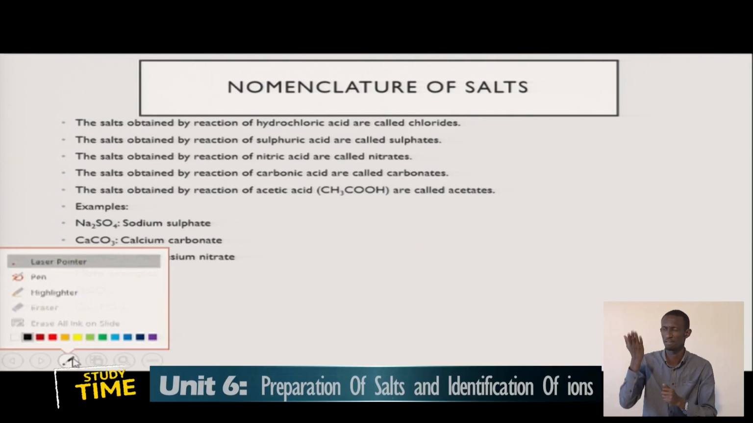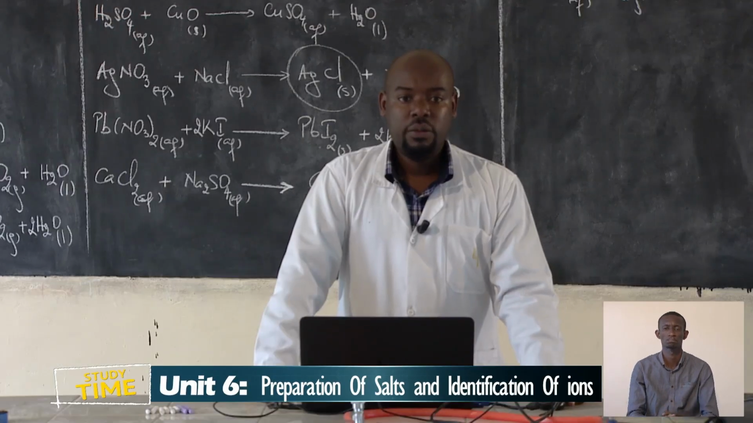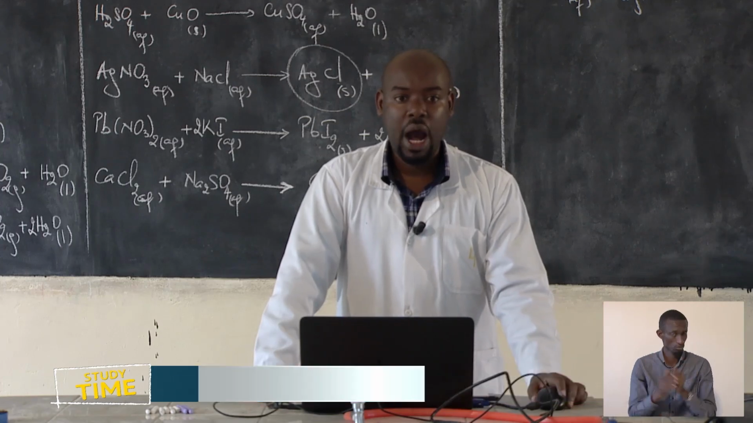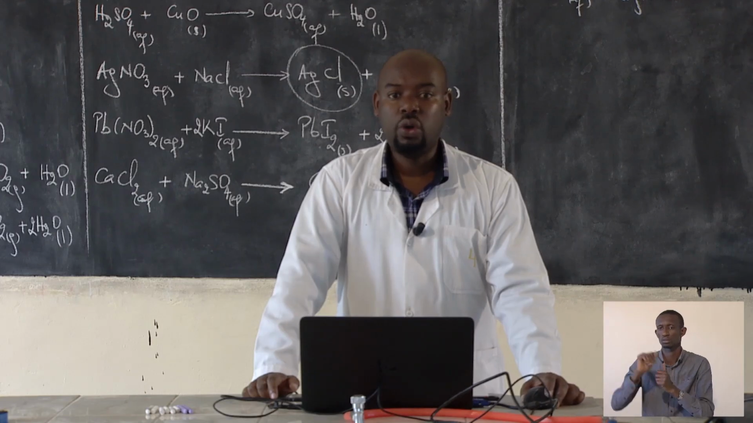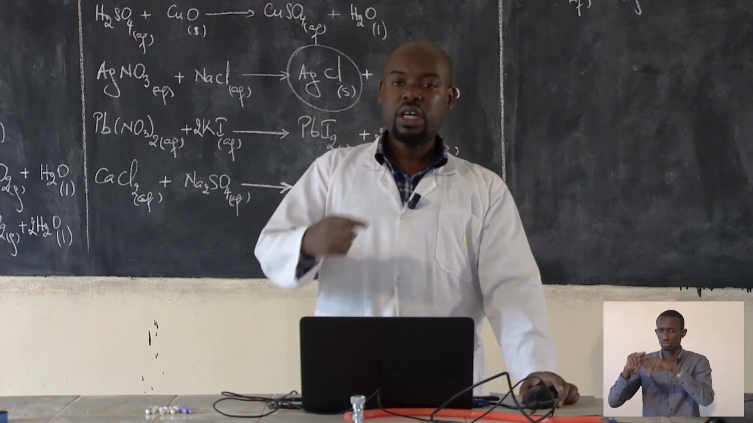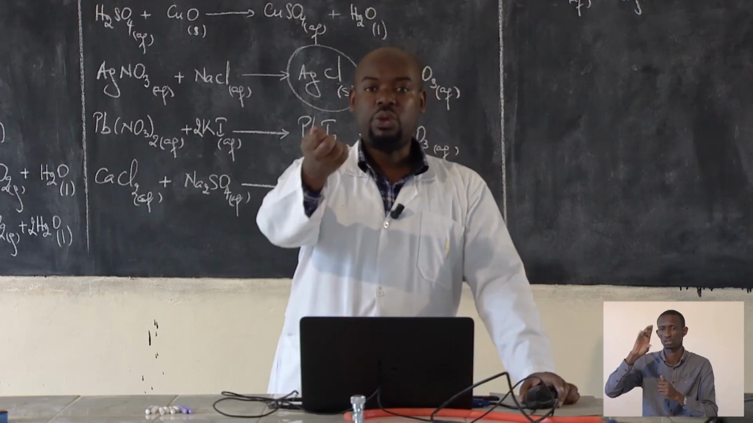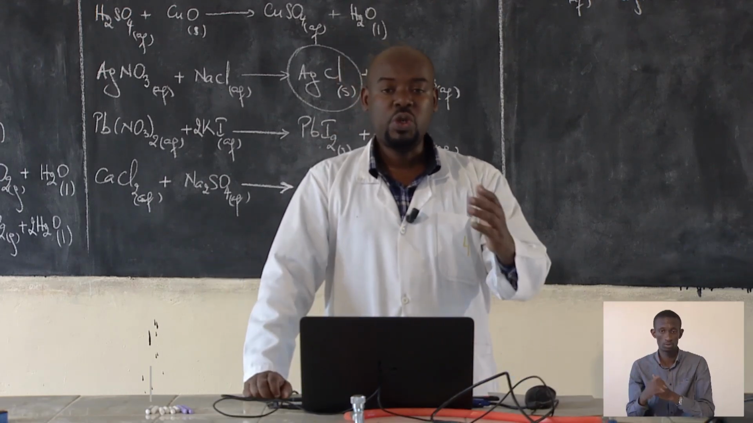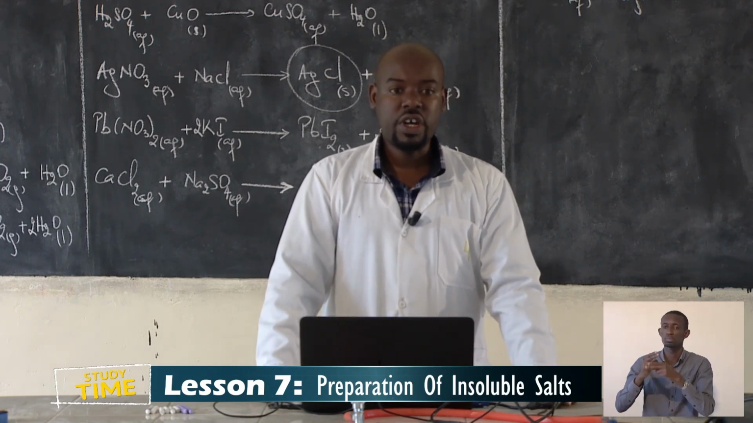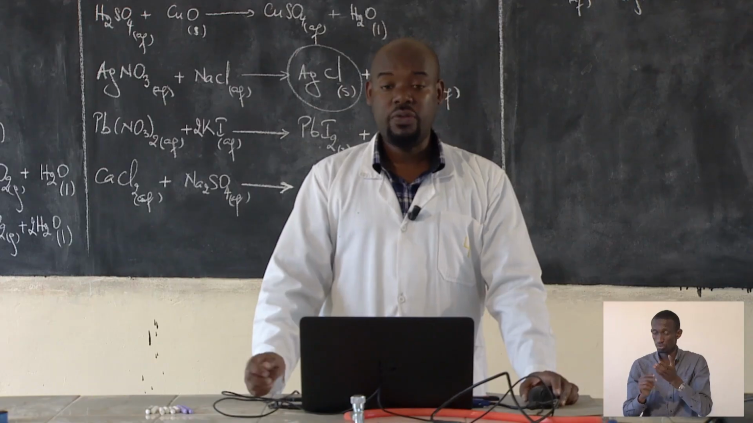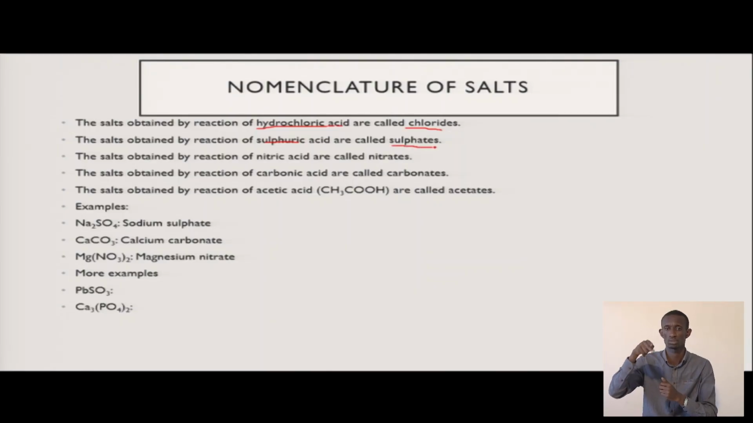When we produce salts from hydrochloric acid, we produce salts which are called chlorides. For example, if you take hydrochloric acid and react it with sodium carbonate, you will produce sodium chloride. So it is a chloride. If you use sulfuric acid, containing a sulfate, of course, you produce salts which are called sulfates. If you use nitric acid, you produce the nitrate.